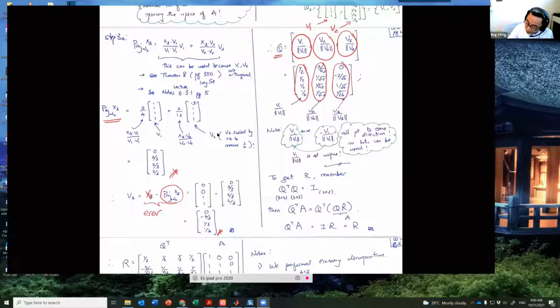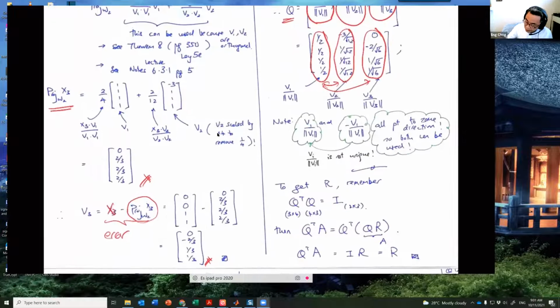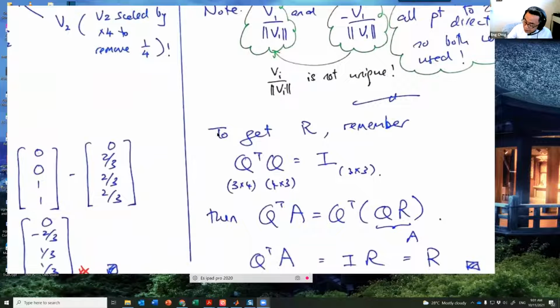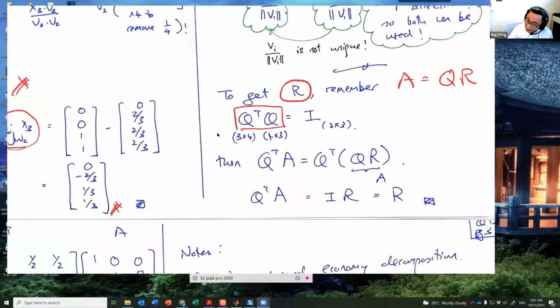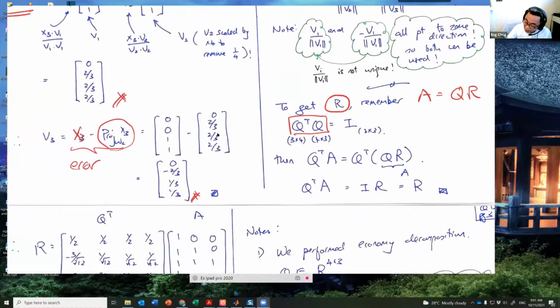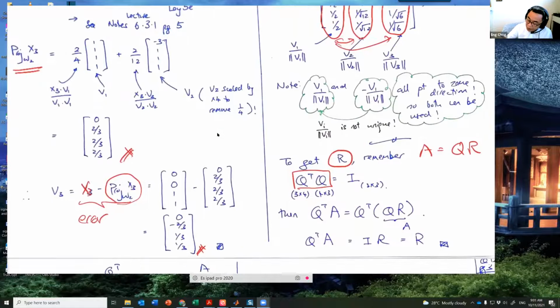Not only are they length 1, if you try to take the dot product between all these vectors, they are 0. So Q is an orthonormal set. Now, I've solved for Q, but remember that A equals QR. Since Q has orthonormal columns, Q transpose Q will be equal to the identity. So what you do is you take this Q here and make a transpose.